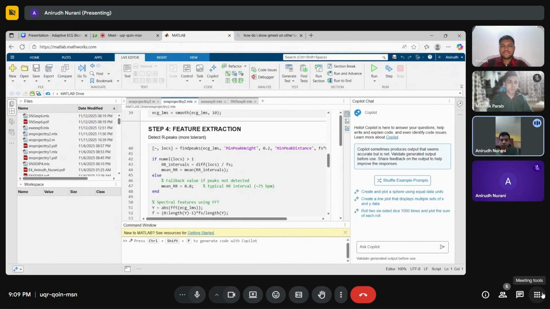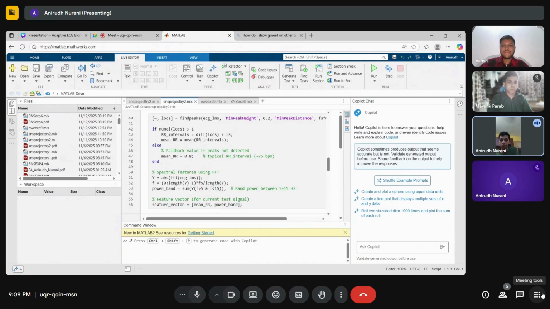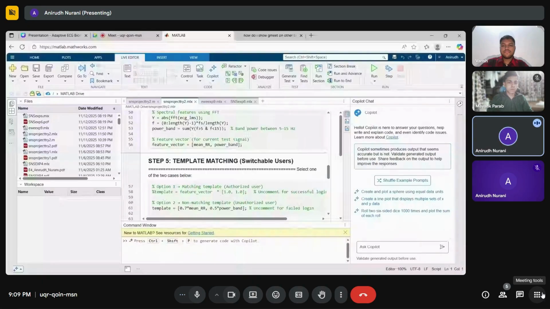MATLAB detects R peaks in the filtered signal and calculates the mean RR interval. Then, using FFT, it computes the spectral power between 5 to 15 Hz. Together, these two values form our feature vector. The fifth part is template matching. The system compares the current feature vector with a stored template. If both match closely, meaning the distance between them is below a certain threshold, the user is authenticated successfully.